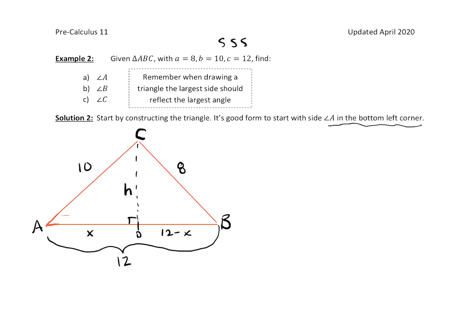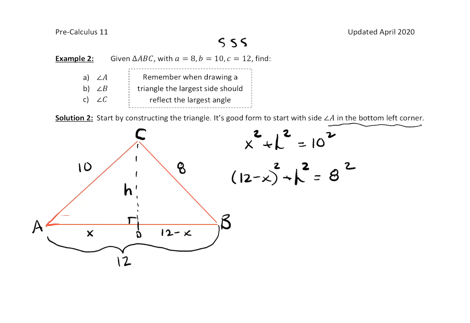So off the bat, we're going to have to be a little bit tricky. Let's just say mathematically fluent, all right? Because what do you know? You know that x squared plus h squared equals 10 squared. And you also know that 12 minus x, which is a number, right, squared, plus h squared equals 8 squared.